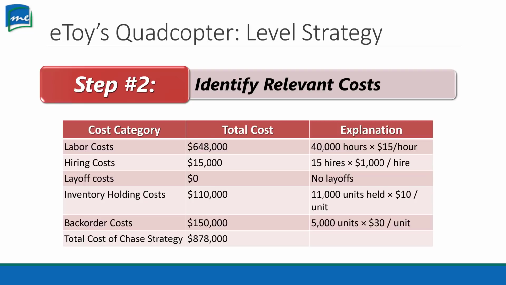And then our back order costs. These were when we didn't have anything to ship out to our customer. We had nothing in our warehouse to give out. So $150,000 is what that cost. For 5,000 units in back order, it cost us $30 a unit. The total cost of the chase strategy was $878,000, and the level strategy came up to the same total.